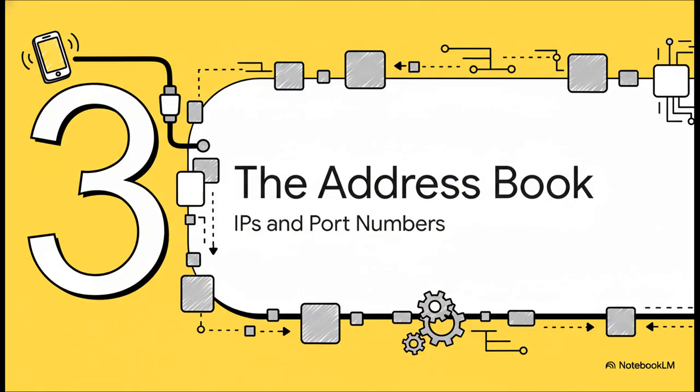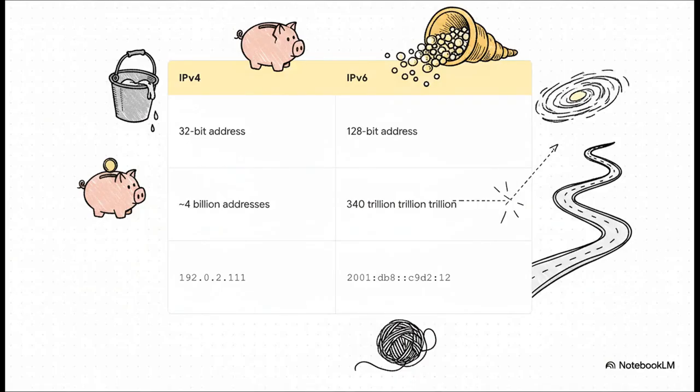Okay, so we have our socket, we have our phone. But a phone is pretty useless if you don't have a number to call. In networking, that phone number is really a combination of two things, an IP address and a port number. For decades, the entire internet ran on IPv4 addresses. These 32-bit numbers gave us about 4 billion unique addresses, which at the time seemed like an impossibly huge number. The only problem? We ran out.